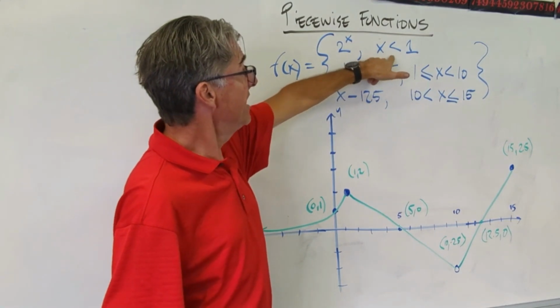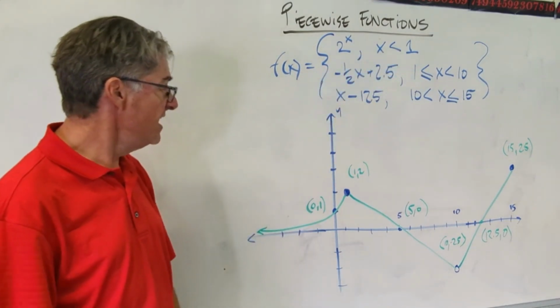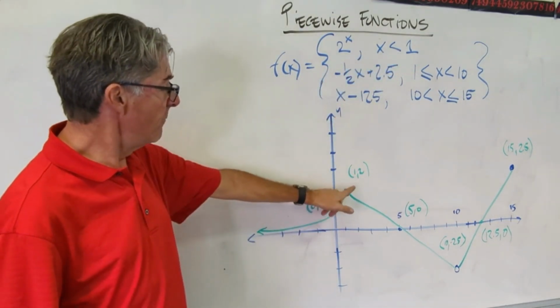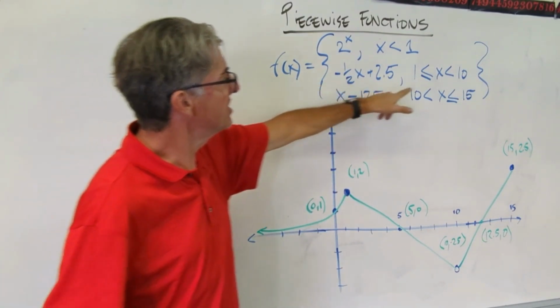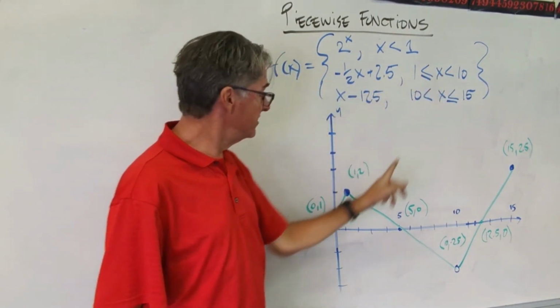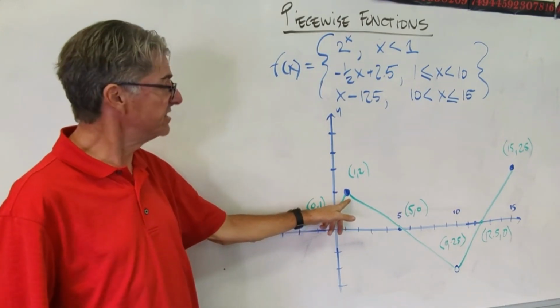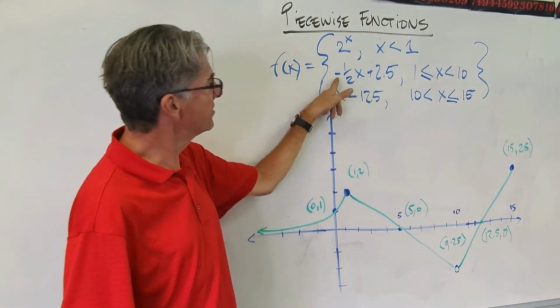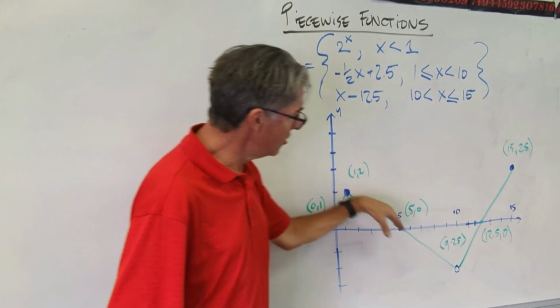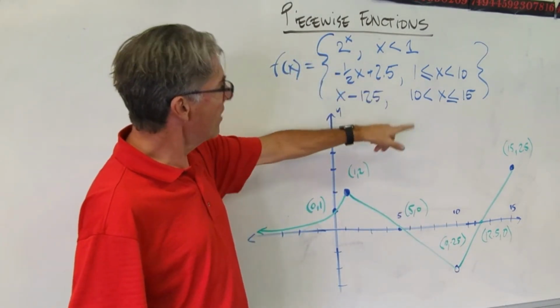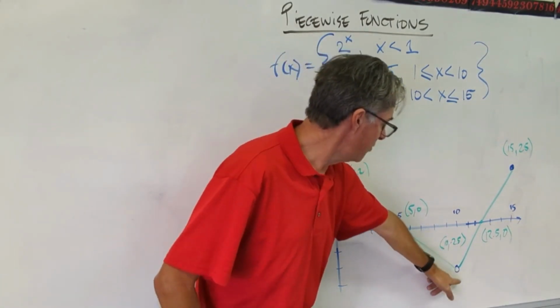All that has to be, x is just less than 1. It can't be 1. But for our second function, x can be 1. So this is solid for that reason. Now we have our linear function with the negative 1/2 slope. That's sloping down. It goes all the way down here to 10, 2.5.